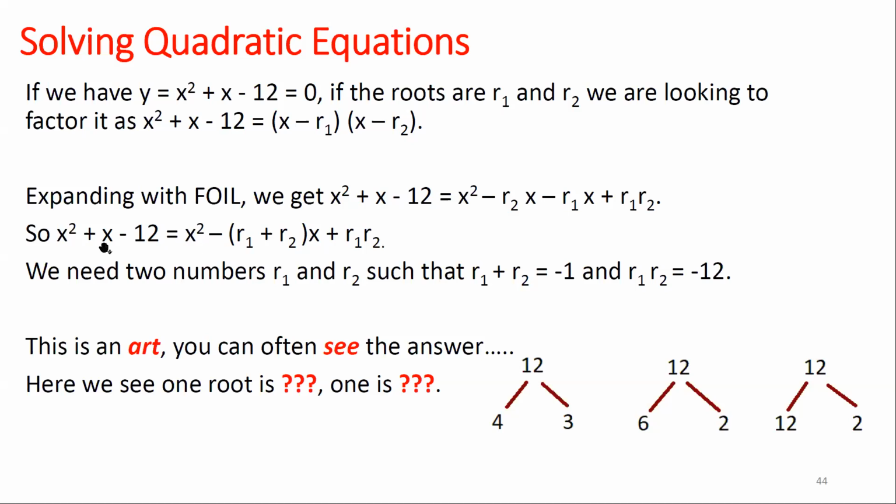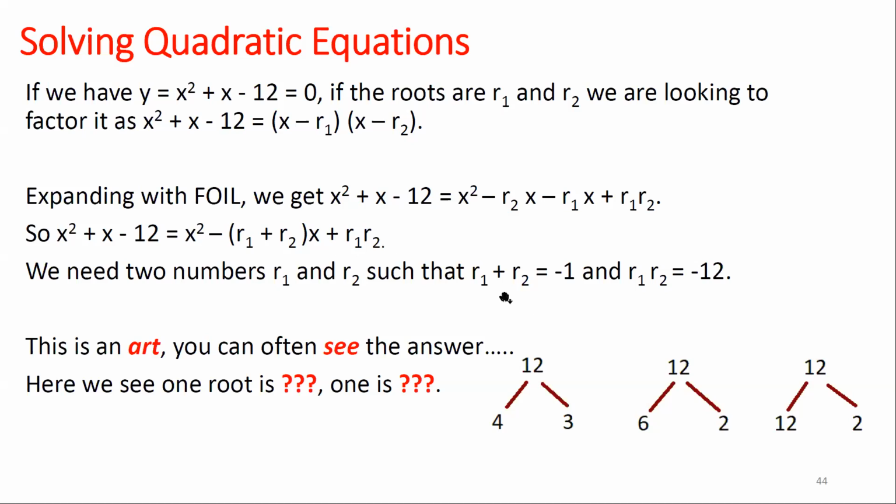What's the coefficient of the x term here? 1. What's the coefficient of the x term here? 1. It's not r1 plus r2, it's negative. So what does negative r1 plus r2 have to equal? 1. So r1 plus r2 has to equal negative 1. And then last, minus 12 is r1 times r2.